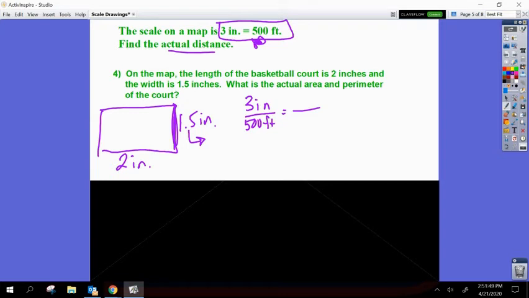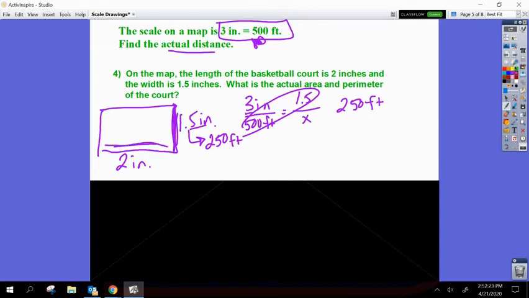So it says that this is 1.5 inches, so it's 1.5, and this is x. When we cross multiply, we divide by 3, we'll get an answer of 250 feet, which obviously does not make sense for this problem, but we're quickly setting one up. So this is actually 250 feet. That is the length. Now, that's the width. The length, which is 2 inches, we do the same proportion.